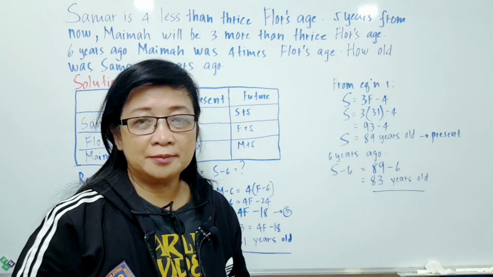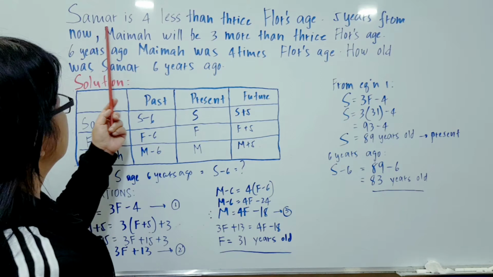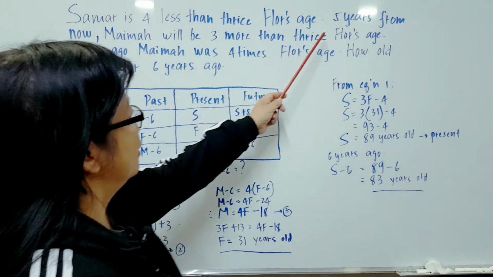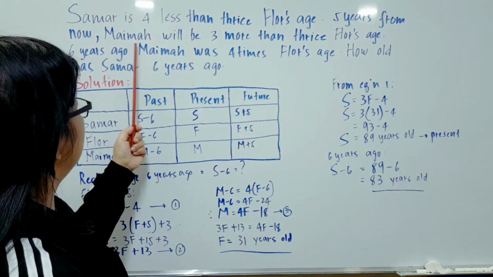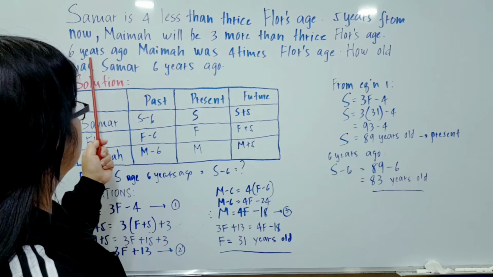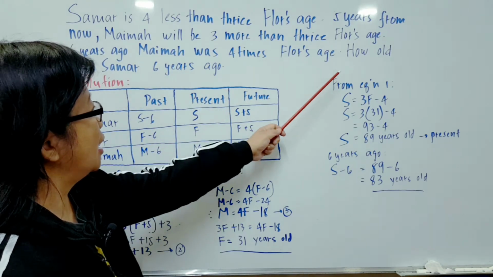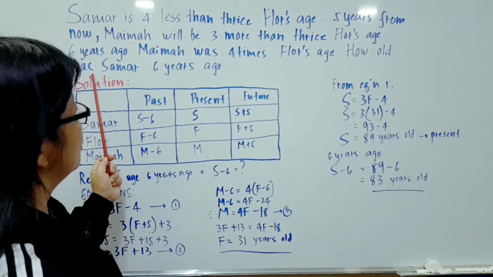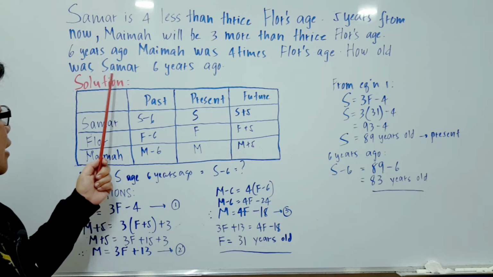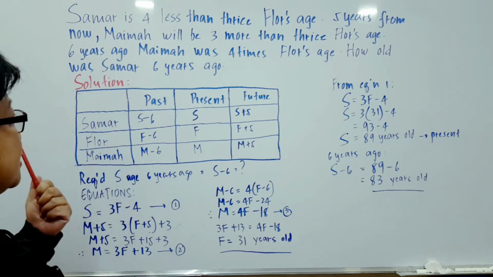Another age problem that involves 3 persons. Summer is 4 less than twice Flor's age. 5 years from now, Mima will be 3 more than thrice Flor's age. 6 years ago, Mima was 4 times Flor's age. How old was Summer 6 years ago? So, we are looking for the age of Summer 6 years ago. That is the past.